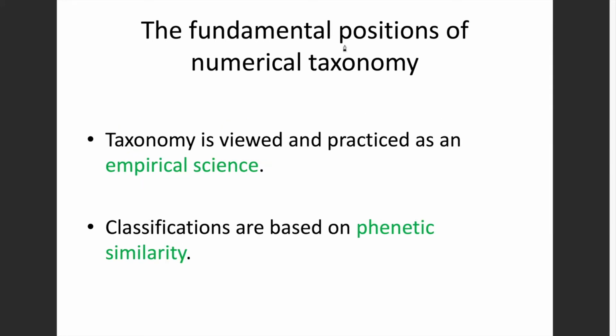So taxonomy here is viewed as more of a mathematical approach, no? An empirical science. It's like a data science actually. And your classification that is based on this numerical taxonomy is purely on the phenetic similarities, morphological similarities, or the similarities in the above mentioned character traits, no? So your classification is purely based on the characters that you're measuring. The classification scheme that you will create is based on the characters that you have measured. That's the beauty of numerical taxonomy.